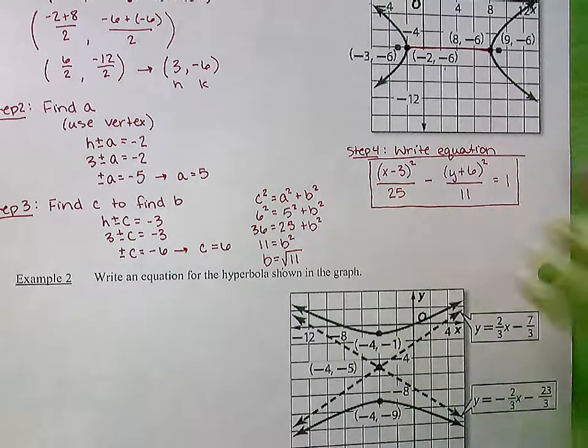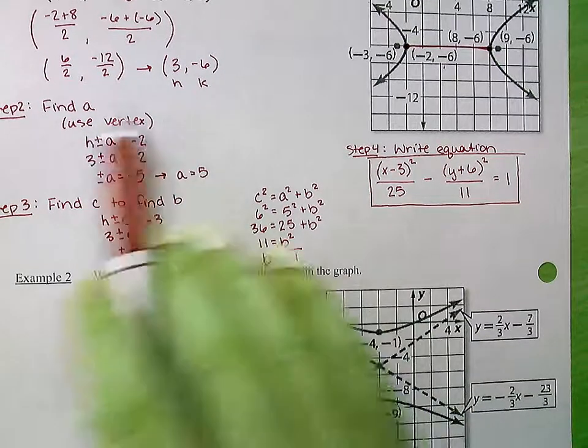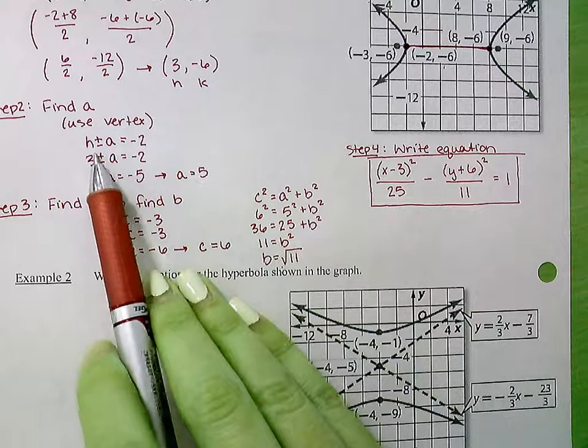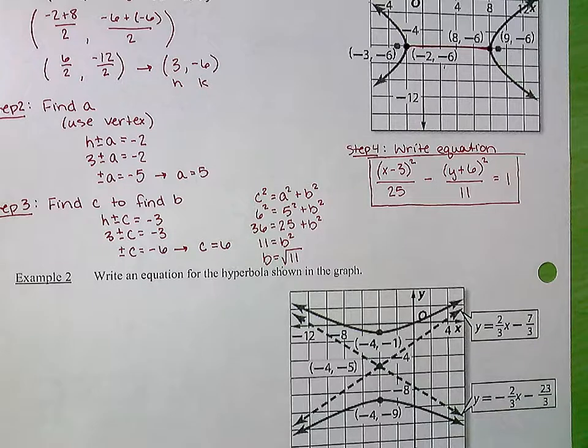You always have to find the center point first. Unless you're given the center point, you always want to try and find that center point first, because for your vertices, you'll use either h or k to find a. And you want to know that value so that you can find a.